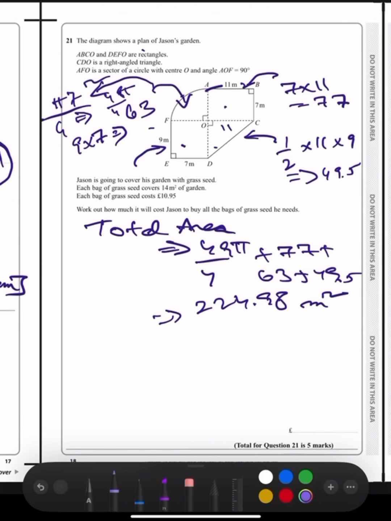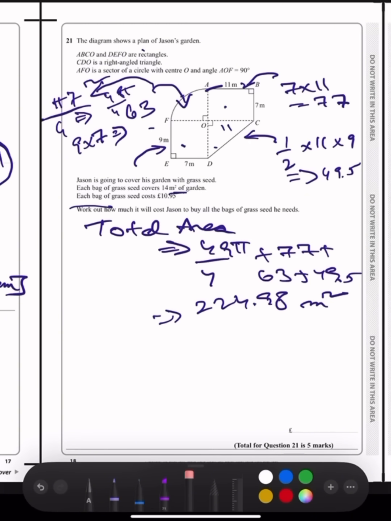Then what we do is, because they've said that each bag of grass seed covers 14 meters of the garden, so we say, how many bags do we really need? So now we need to find the total cost that Jason has to pay to buy all of the grass in each bag. So firstly, we need to find the number of bags. How do we find the bags? Because we found the total area of all of this, we use the 14 meters. So how many bags is it?